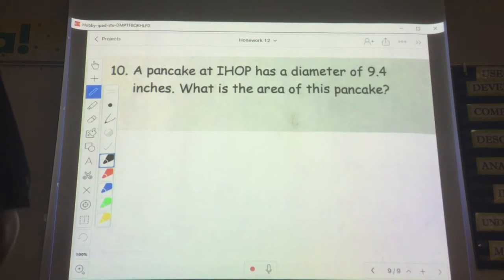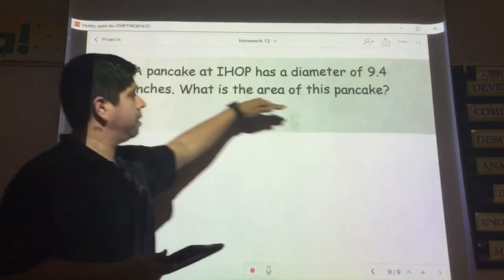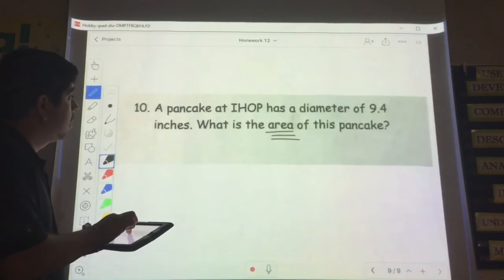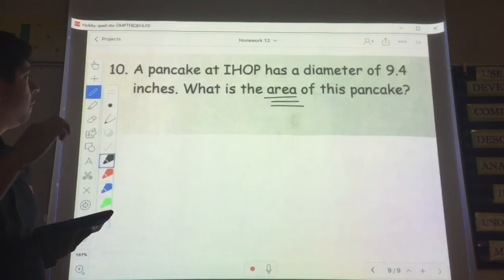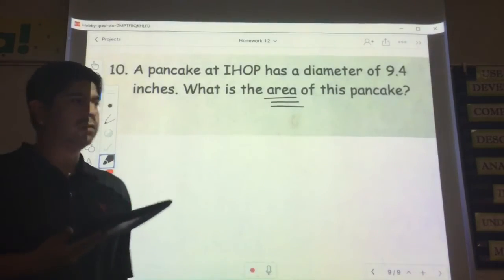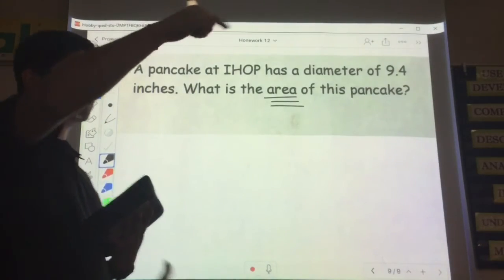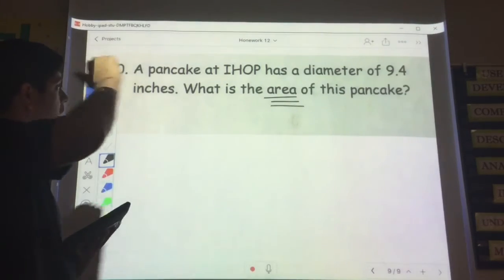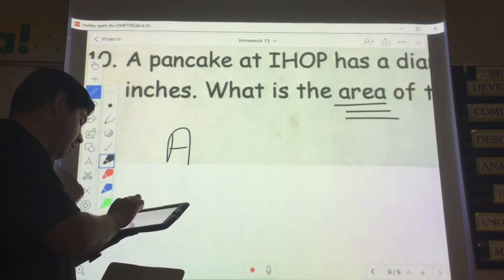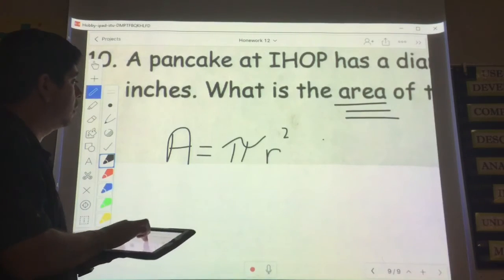Okay, last one, number 10. A pancake at IHOP has a diameter of 9.4 inches. What is the area of this pancake? So I'm looking for the area. Alright, so first things first, I need to know the formula for area. If you don't know, look it up, right? Google it: formula, area of a circle. It'll tell you. We have our formula charts here in the classroom. You can use that also. So area for a circle is area equals pi times the radius squared.